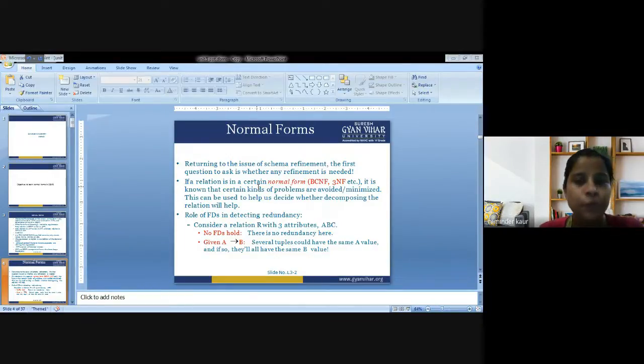Many rows could have the same A value. It means there could be a duplication of the value. And if so, they will all have the same value B as well. So that is why redundant data exists. Now we are concerned with removing the redundancy by using normal forms. We have three normal forms, or I can say four normal forms: 1, 2, 3. In addition, there is BCNF.